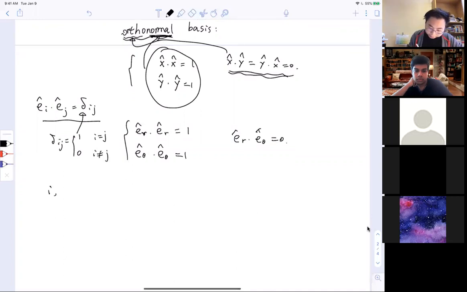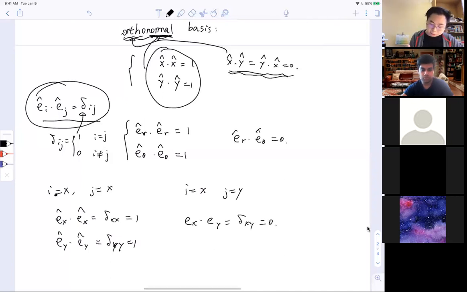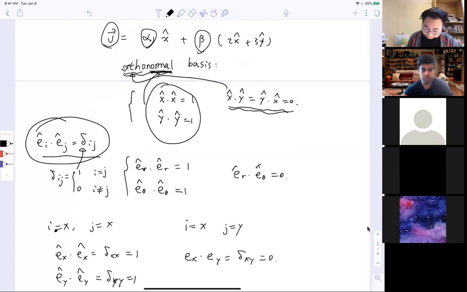So for example, if i equals x and j equals x, then e_x dot e_x equals delta_xx, which is 1. Similarly, if you set i equal to y and j equal to y, e_y dot e_y equals delta_yy, which is 1. And if you set one to be x and one to be y, then you get e_x dot e_y equals delta_xy. They're different, so it's 0. So this is just a compact way to write the orthonormal condition.